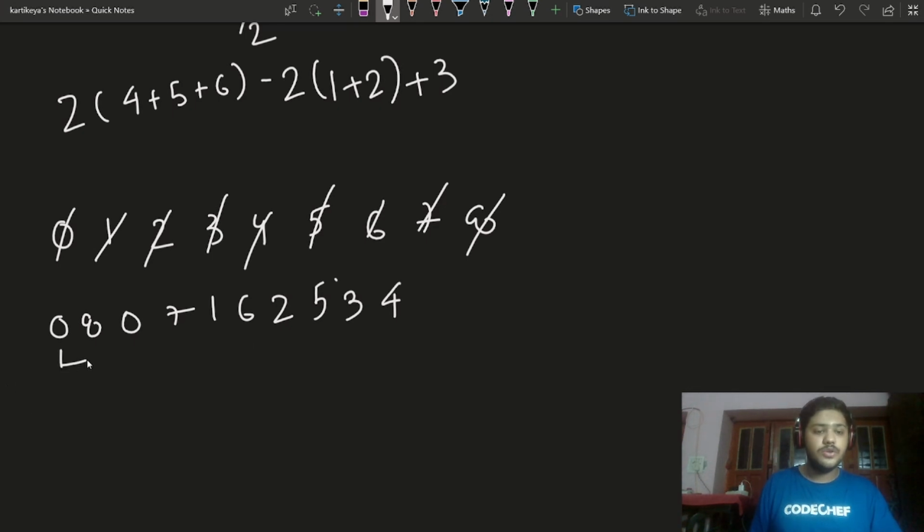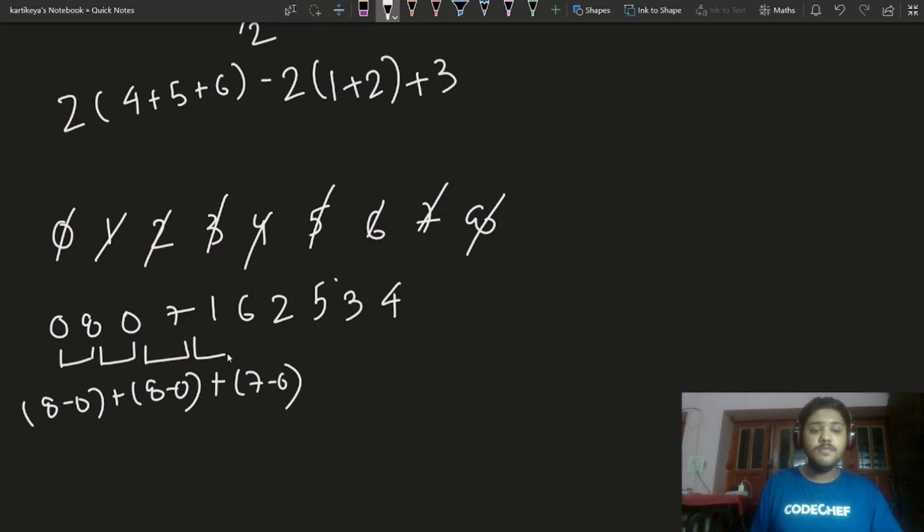We go from 0 to 8, so it would be 8 minus 0. We go from 8 to 0, it would be again 8 minus 0. Then we go from 0 to 7, it would be 7 minus 0. Then we go from 7 to 1, it would be 7 minus 1. Then we go from 1 to 6, it would be 6 minus 1. Then we go from 6 to 2, it would be 6 minus 2.